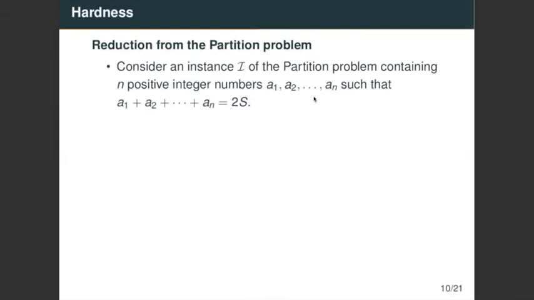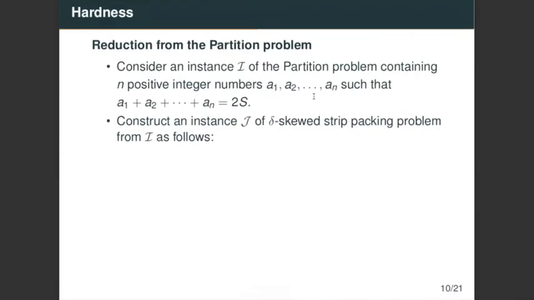Now we present our hardness result. We use a reduction from the partition problem, which is a well-known NP-hard problem. Consider an instance I of the partition problem containing n positive integer numbers a1 to an such that the total sum of these numbers is exactly 2s. Note that in the partition problem, we have to decide whether it's possible to partition these numbers into 2 sets such that the total sum of the elements in each set is exactly s.